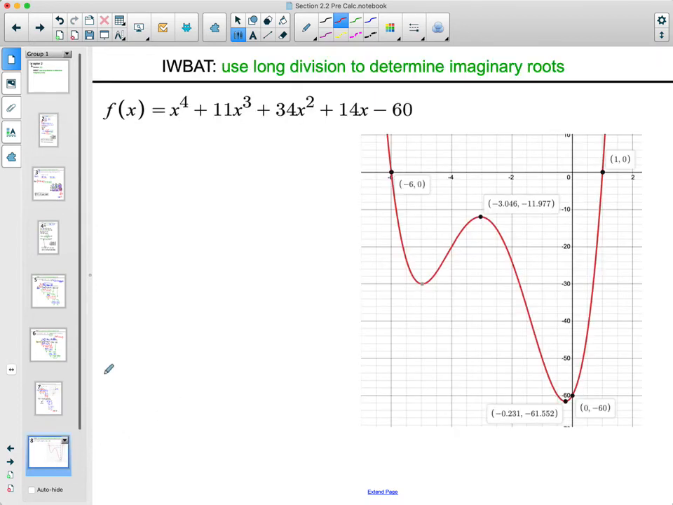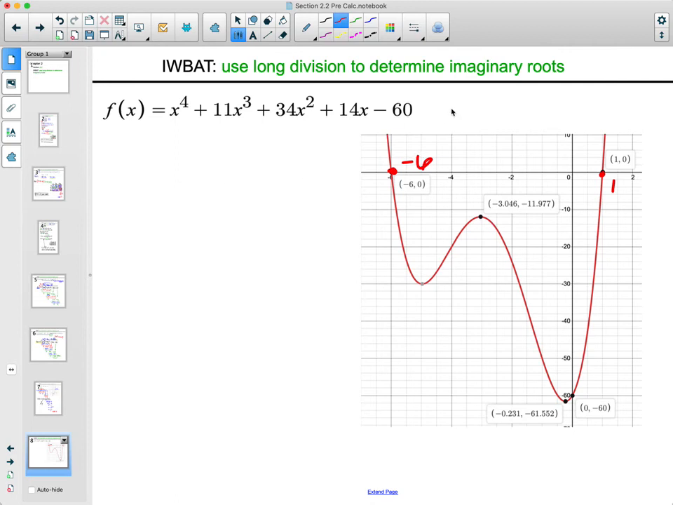All right, last example. So this one's got an x to the 4th, so it's a degree 4 polynomial. Let's take a look at these roots that we know. We see that it crosses at negative 6. We see that it crosses at 1. So what we're going to do is divide those into this polynomial.